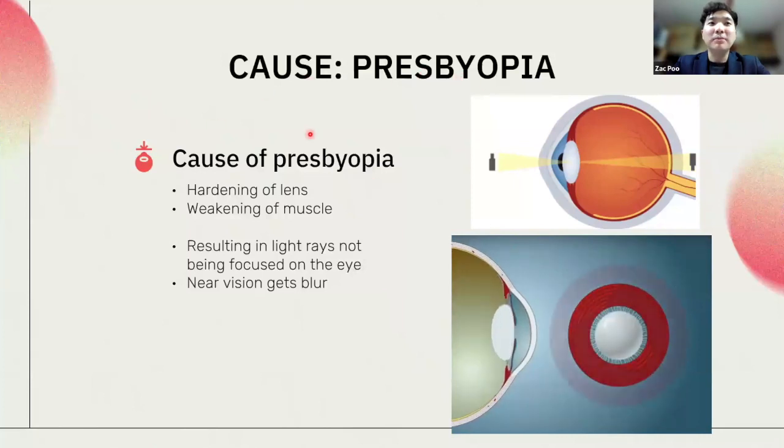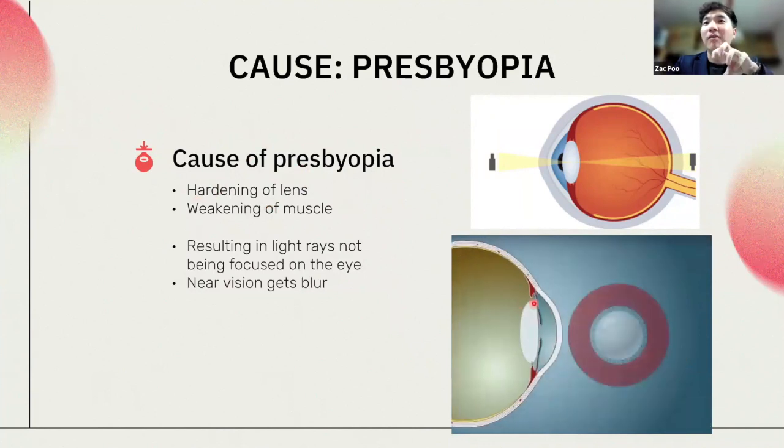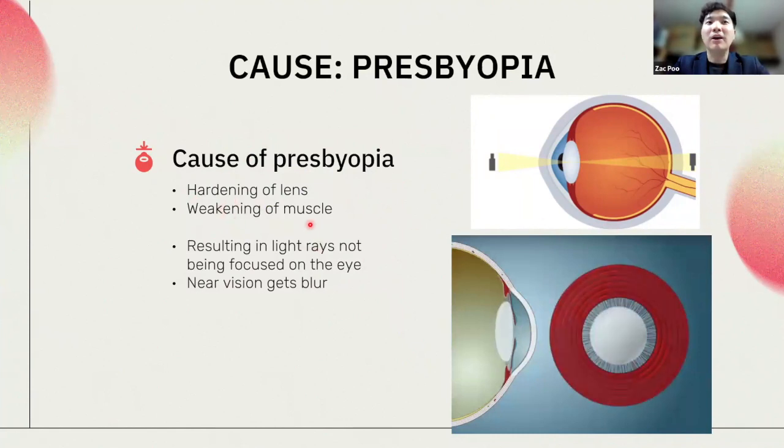So what causes presbyopia is when the lens hardens as we age. When it hardens, it loses the ability to make things clear for near, and there is also a weakening of your eye muscles right inside the eye. So when these two happen, it causes the light rays to reach the back part of the eye again, not allowing you to see near.